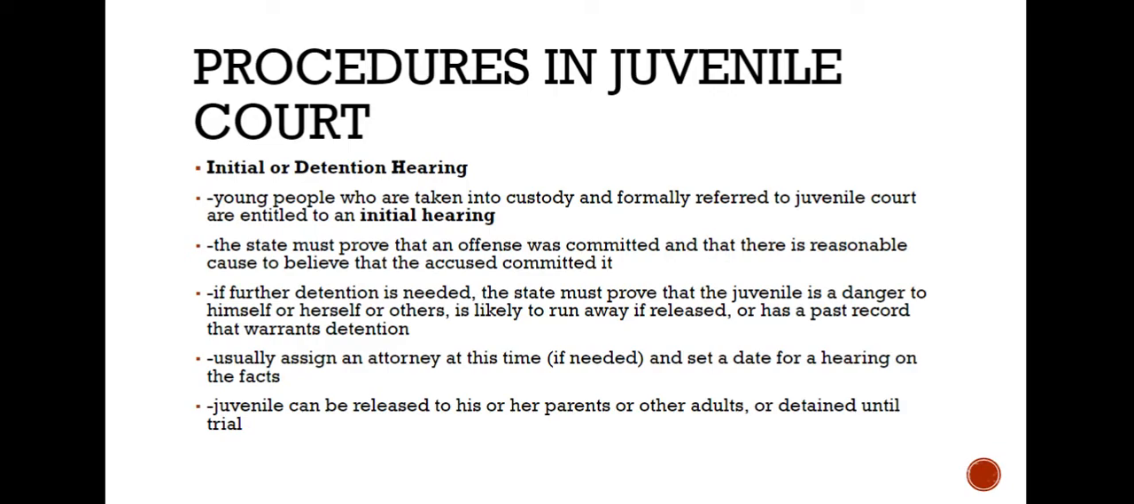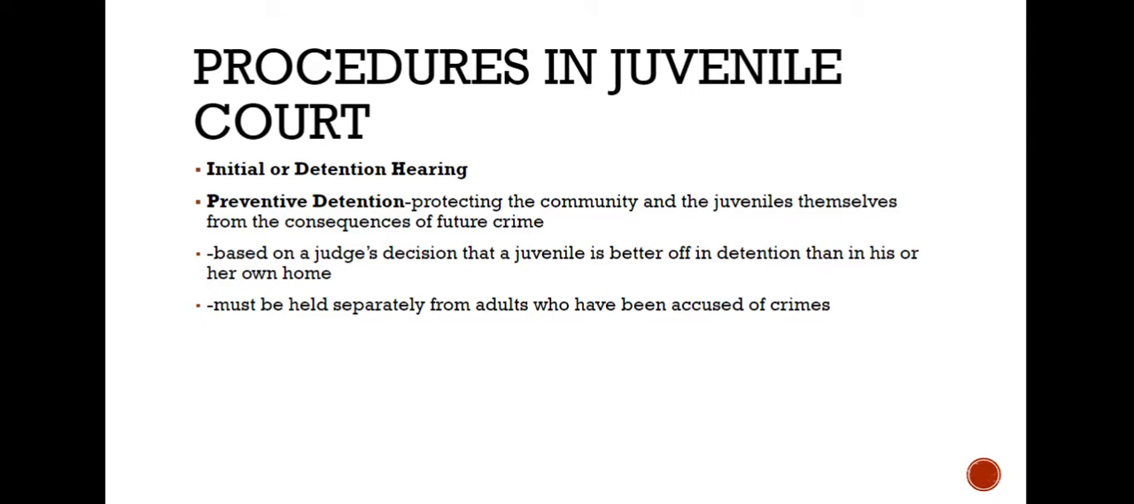Now, there are a couple terms with this that I want you to get down. Number one is preventive detention. Preventive detention protects the community and the juveniles themselves from the consequences of future crime. So if you're going to run away or you have a previous record or something like that, the judge may say that the juvenile is better off in detention than in his or her home. If you don't have a stable home situation, like your parents are going to be abusive or your parents are going to let you run away, the judge might say you need to be held in preventive detention until the trial.